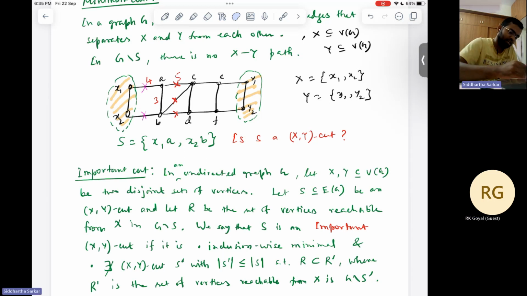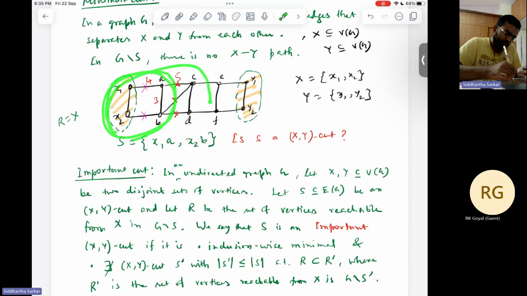So here, what is R? R is nothing but X. So R is X in this case. So can you think of expanding R and getting an XY cut? That is the question.